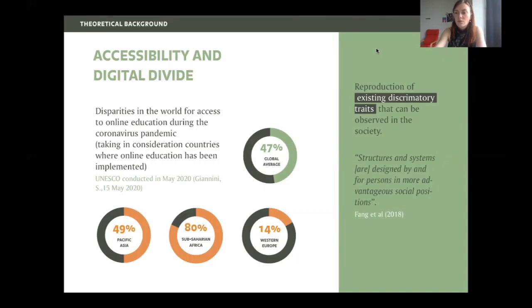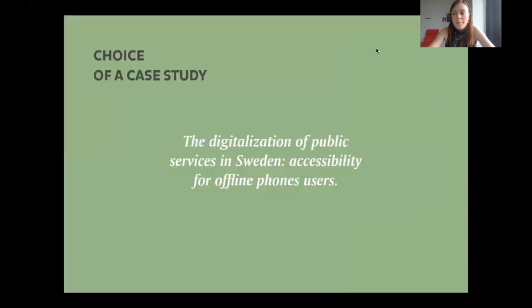So what you can see here is that there is a reproduction of the existing discriminatory traits that can be observed in society. And to me, it's not a coincidence if power structures are reproduced here, because it reflects somehow what and who matters to the actors that are implementing digital transitions. So I chose to focus on one case study, which is the digitalization of public services in Sweden and the accessibility for offline phone users.